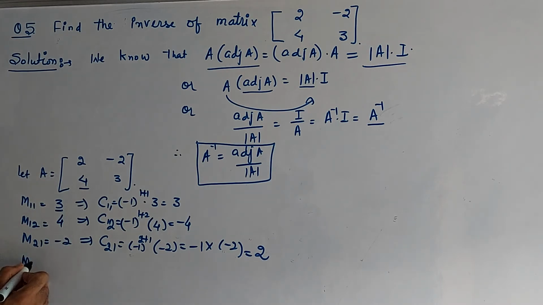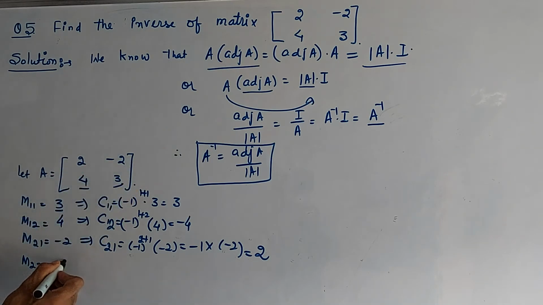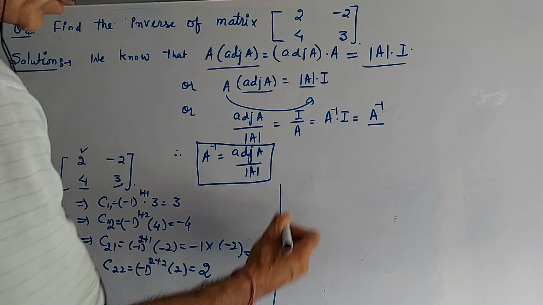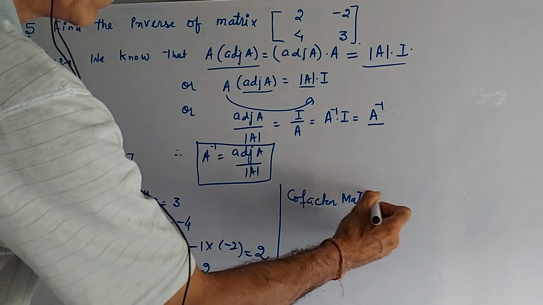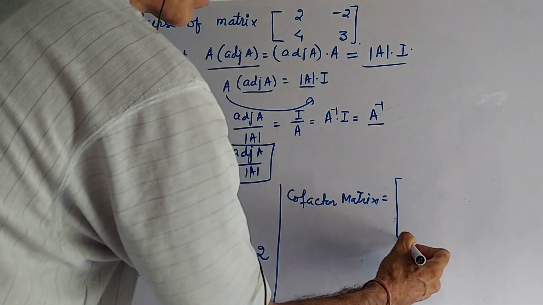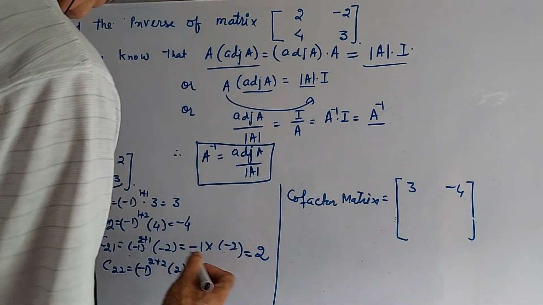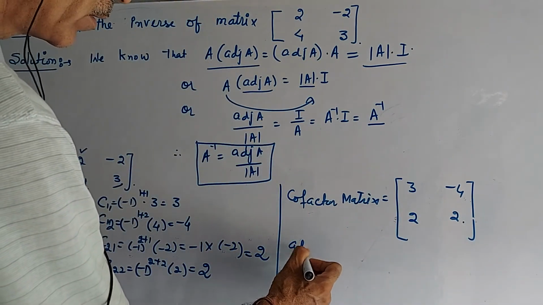Now minor of element 3: delete this, we get 2, this element 2. So the cofactor is equal to minus 1 raised to power 2 plus 2 into 2, which is equal to 2. Therefore, the cofactor matrix is equal to 3, minus 4, 2 and 2.